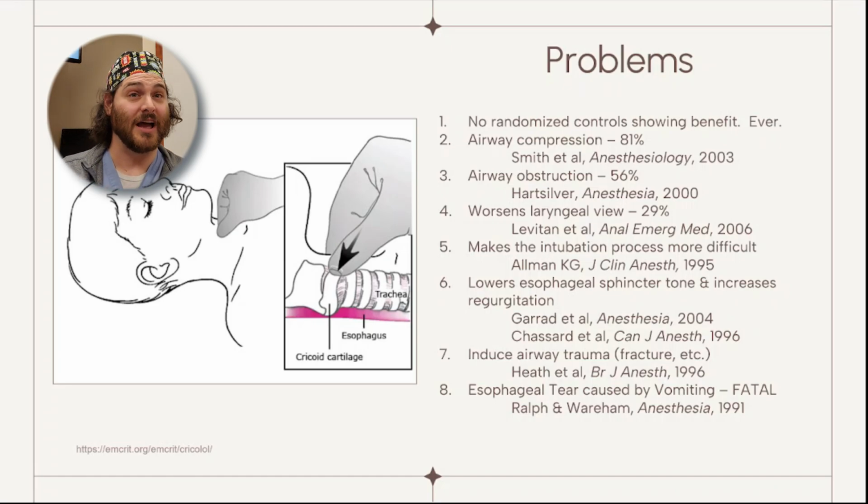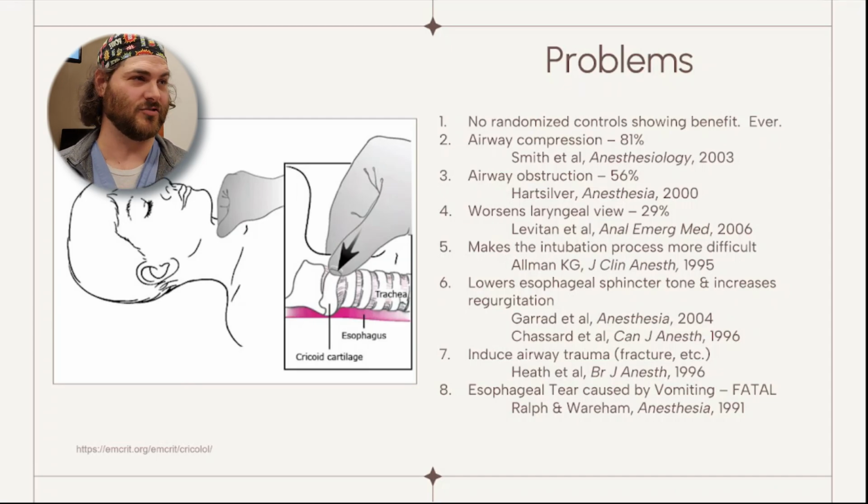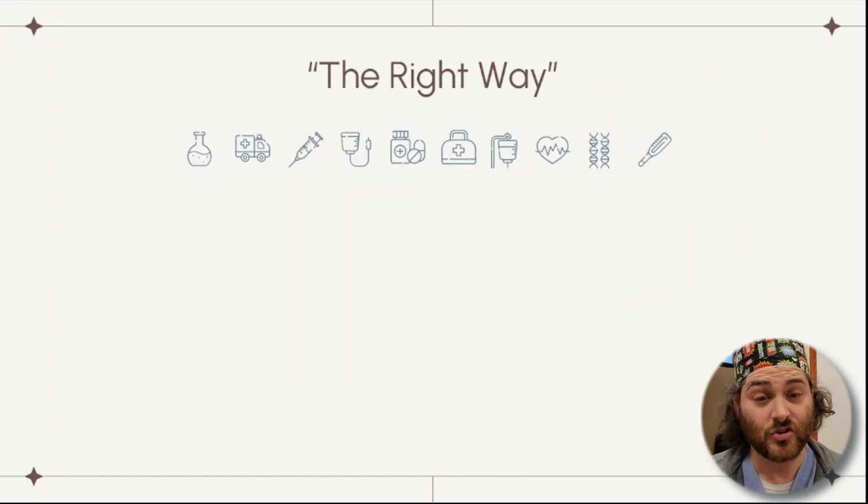And I know some other guys have also seen this amount of evidence. And this isn't even new. This wave of people stopping cricoid pressure during rapid sequence induction started around 2000. So if you're going to do it, let me show you the right way to do this, okay?